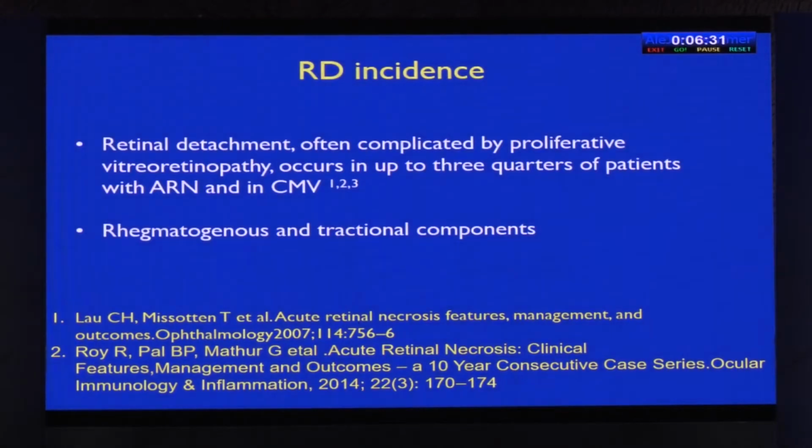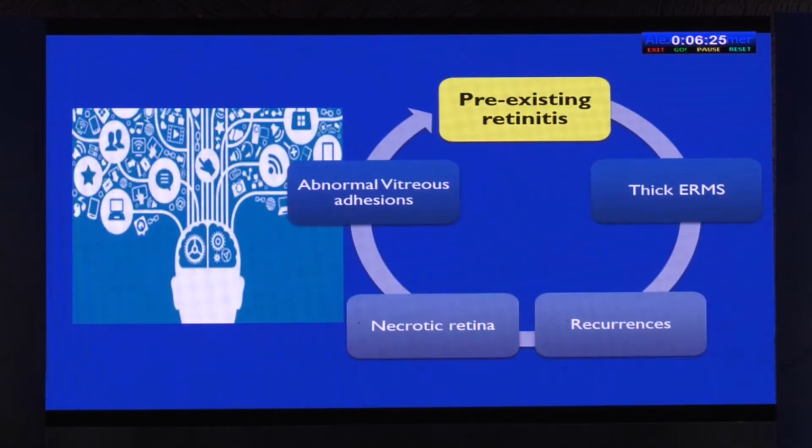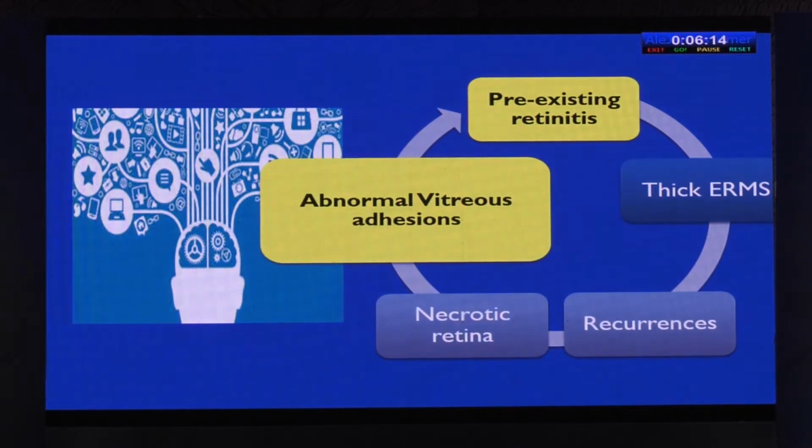RDs or detachments occur in a lot of cases of ARN and CMV, in up to three-fourths of patients, and they can have both rhegmatogenous and tractional components. There are certain problems peculiar to uveitis cases. You have a pre-existing retinitis, vitreous adhesions are abnormal and much thicker, and you have thick ERMs, and you need to handle them with care. So let me go through a few videos which highlight the problems we face when we encounter these things.